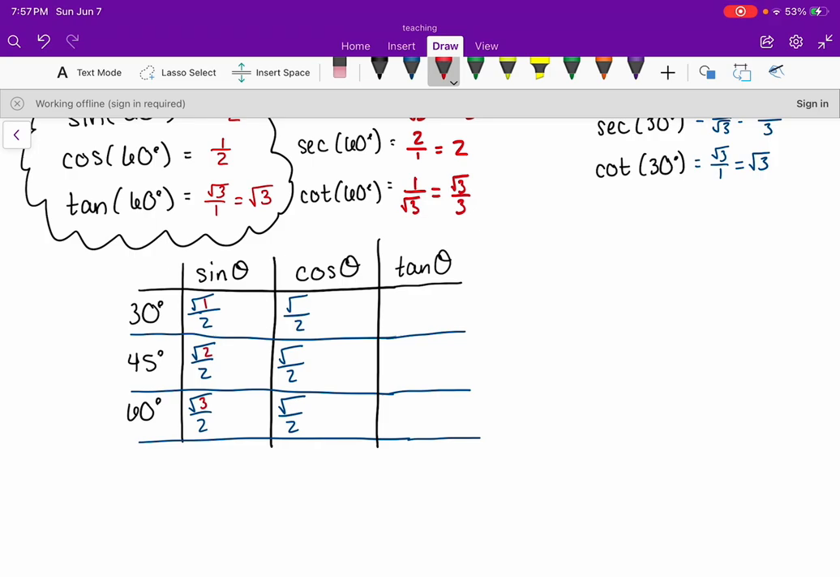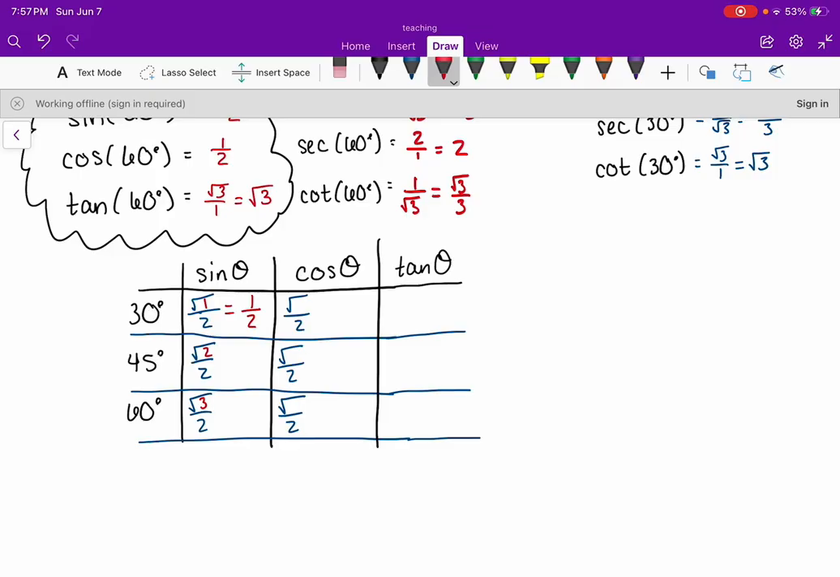So if you look back, square root of 1 is just 1, so this is 1 over 2. Sine of 30 is 1 over 2. Sine of 45 is root 2 over 2. Sine of 60 is root 3 over 2.